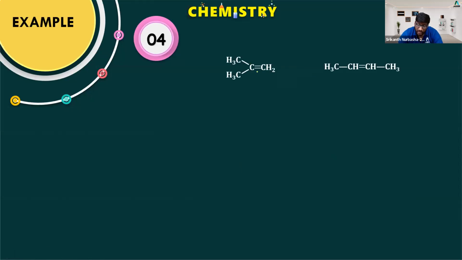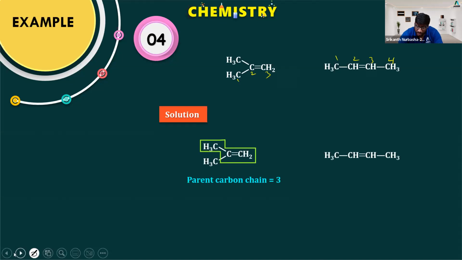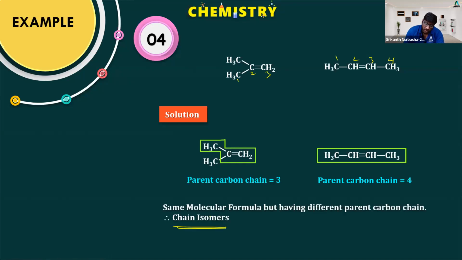What are these? CH3, CH2, CH3, and CH3, CH, CH3. Chain isomers, position isomers, or cis-trans isomers? Chain isomers. Look at the numbering: 1, 2, 3 here, and here we have 1, 2, 3, 4. Yes or no? So a difference in the long chain is there. Parent carbon chain 3, parent carbon chain 4. If the number of carbons in the parent carbon chain differs, obviously they belong to the category of chain isomers. So these two compounds in the fourth example are also called chain isomers.